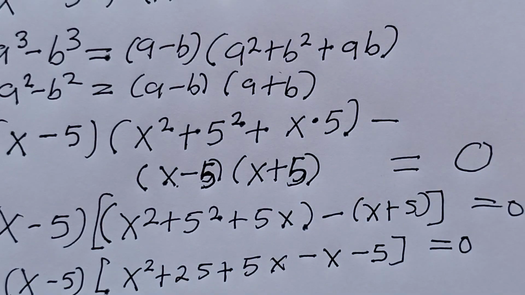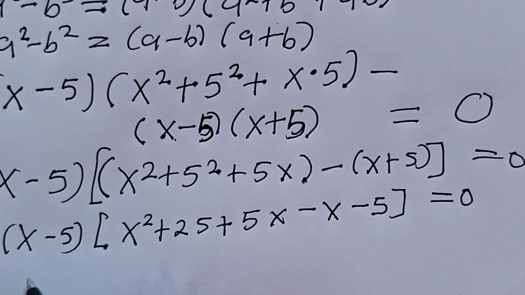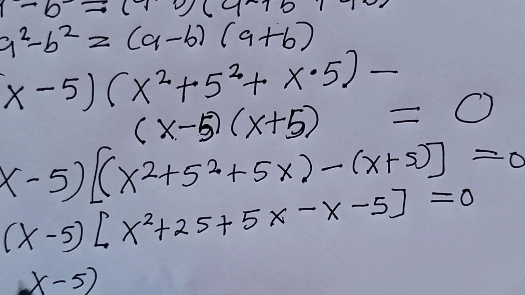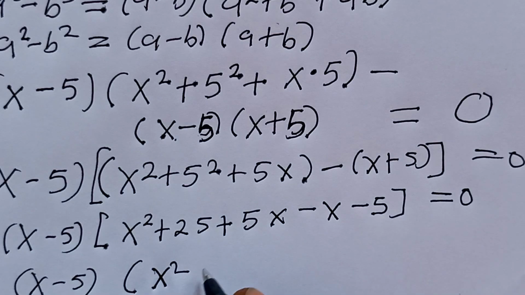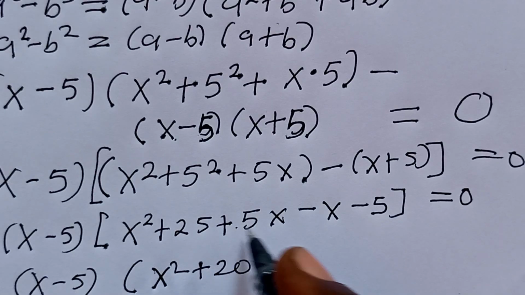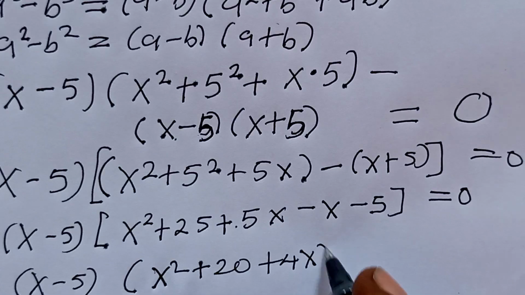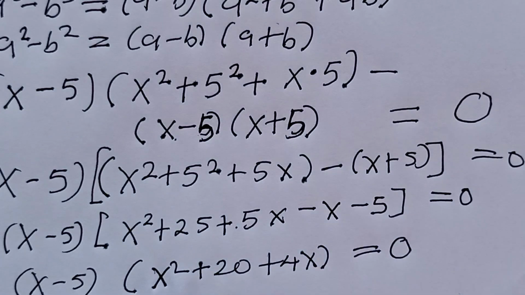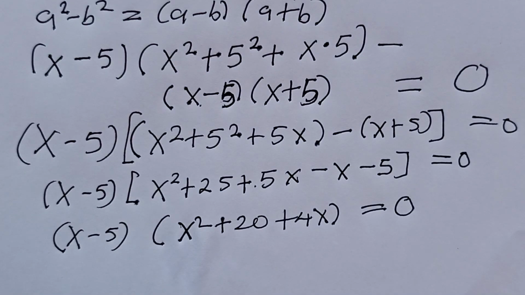equals 0. So if this is what we have, now simplifying further, we are going to have x minus 5 into x squared. 25 minus 5 is going to be plus 20. 5x minus x is going to be plus 4x equal 0. So this is what we have here now.